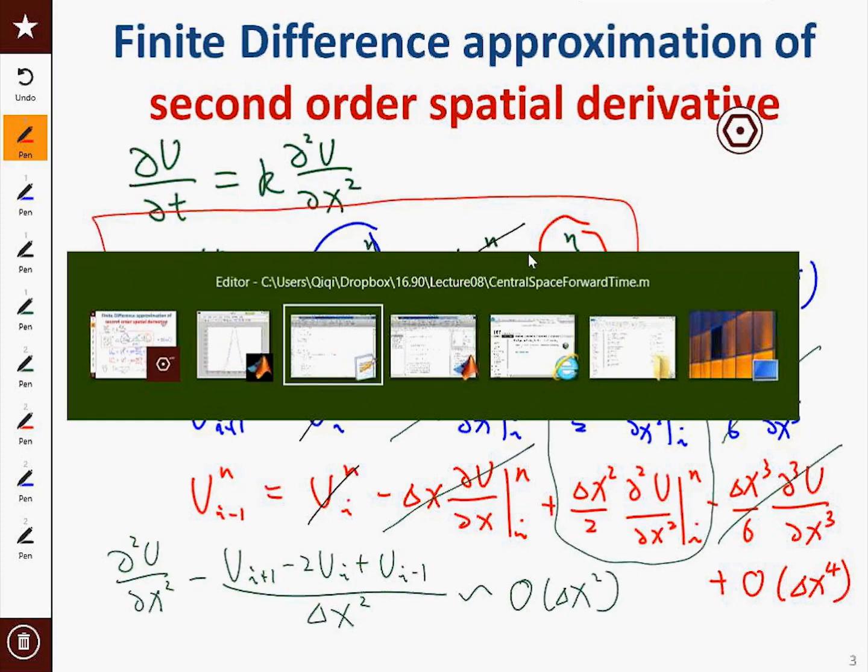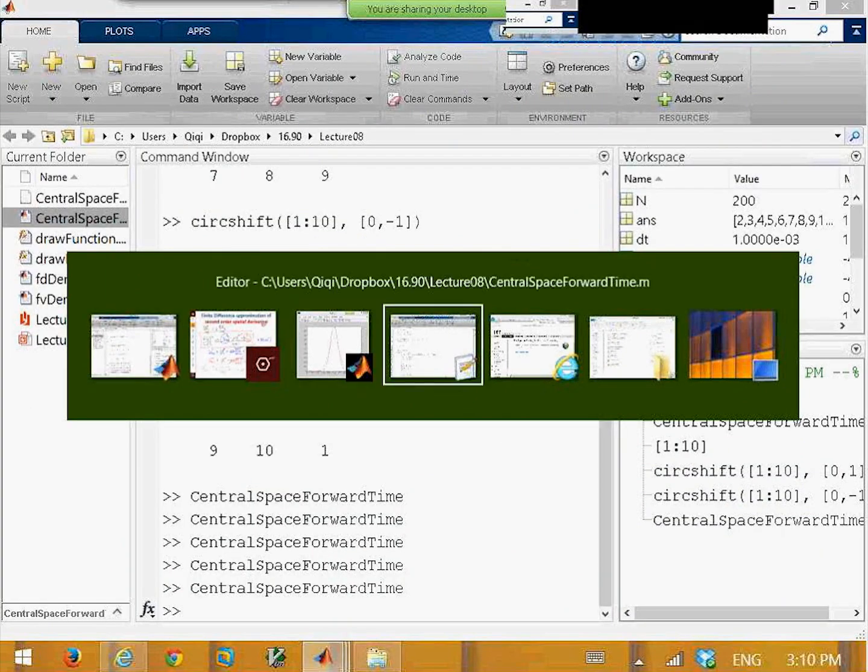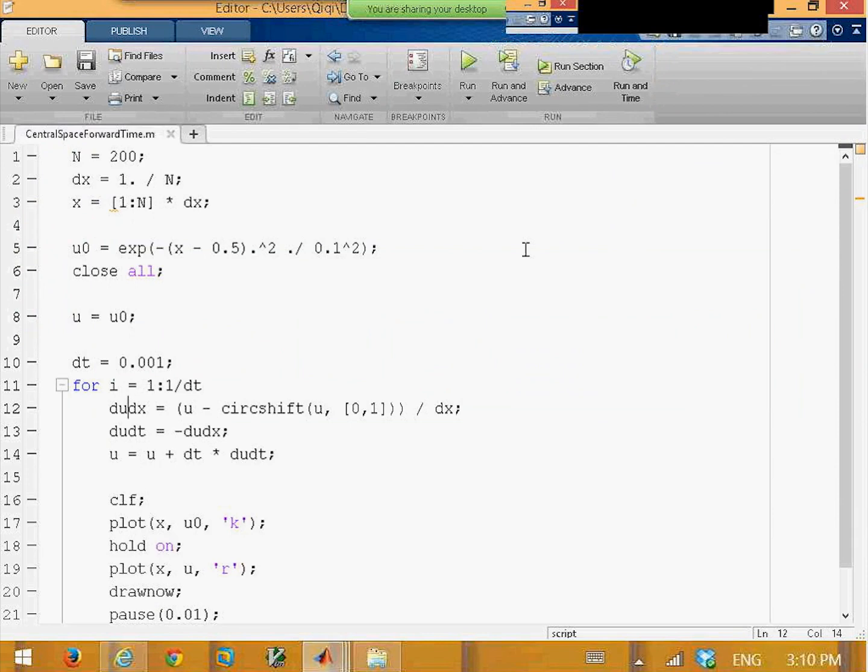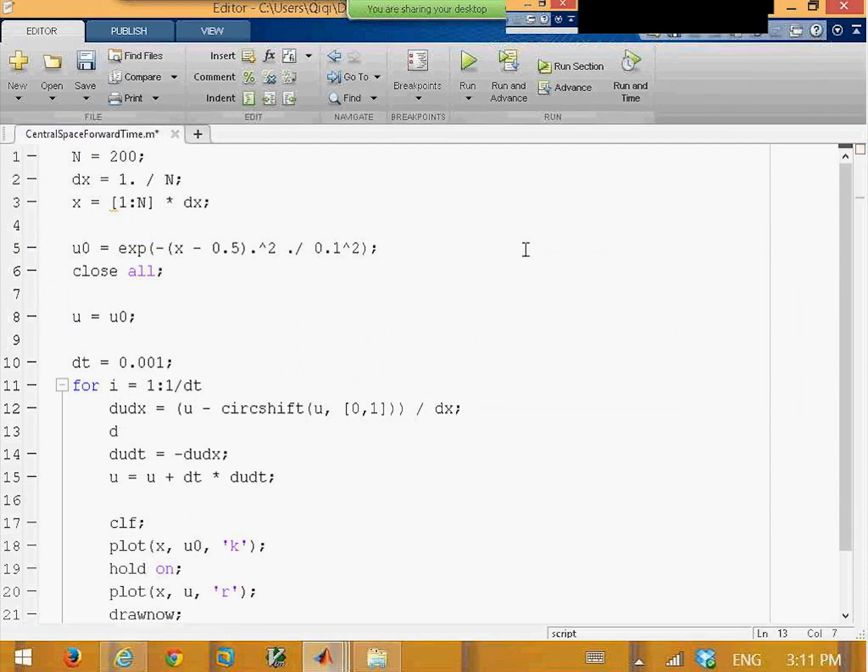Now let's go back and modify our code to also do the second order derivative. So we have du dx, and we have d squared u dx squared equal to, let me copy this, u of i plus 1, which is the shift of u in the minus 1 direction, minus 2 times u, plus u of i minus 1, divided by delta x squared. So this is our second order derivative.